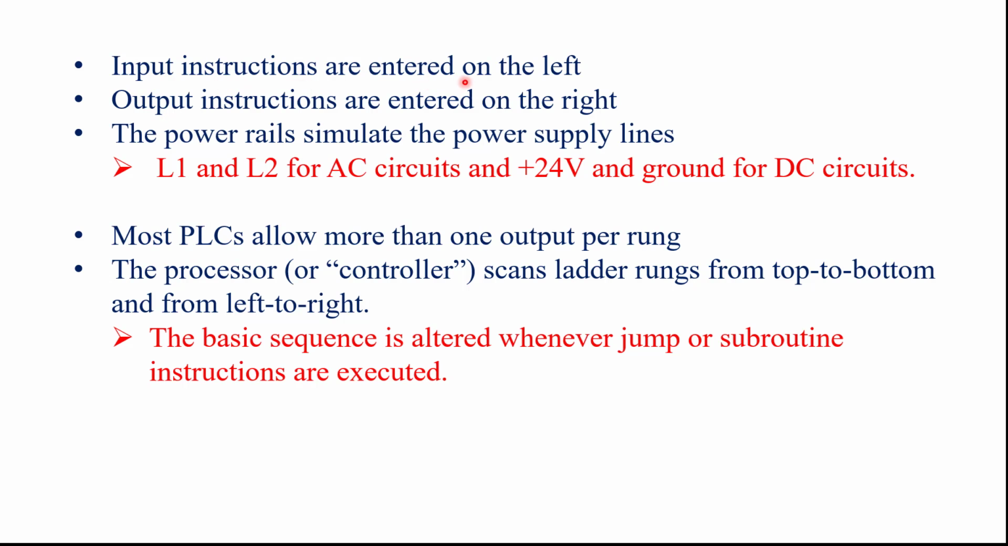The input instructions are entered on the left side. Output instructions are entered on the right side of the rung. The power rails simulate the power supply lines: L1 and L2 for an AC circuit, and plus 24 volt and ground for a DC circuit. Most PLCs allow more than one output per rung. The processor or controller scans ladder rungs from top to bottom or left to right. The basic sequence of reading the rungs is altered whenever jump or subroutine instructions are executed.